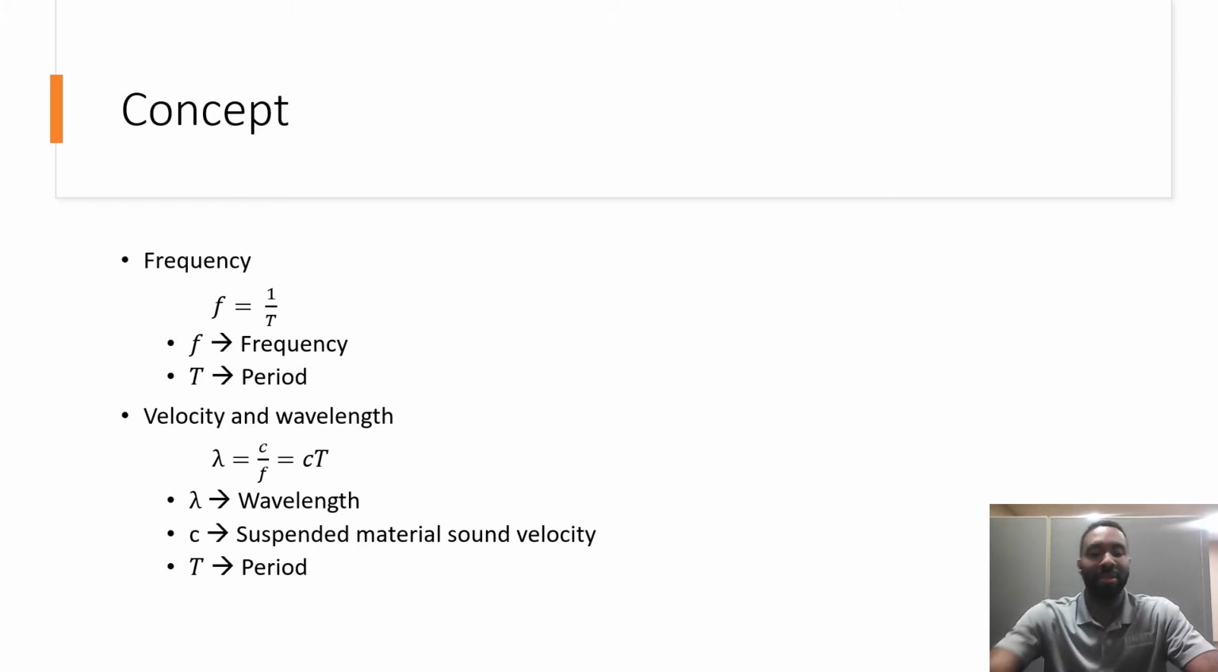To determine the frequency of sound waves, the following equation can be used with the variable t given as seconds. Next, velocity of the sound waves used to interact with the levitated samples can be determined with the second equation, solving for the variable c.